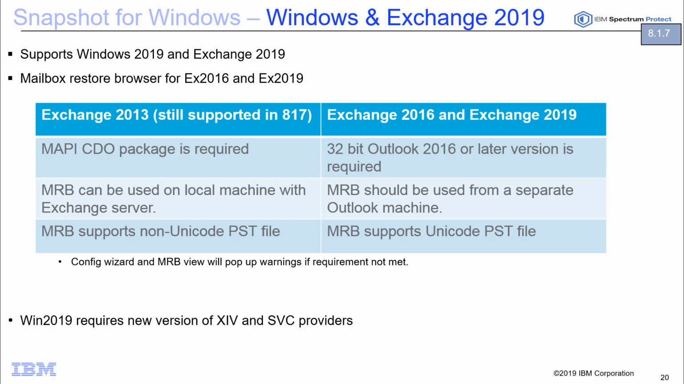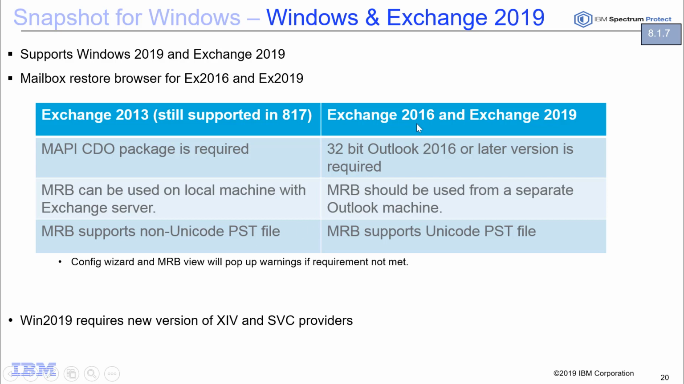Snapshot for Windows. We are now supporting Windows and Exchange 2019, as well as Mailbox Restore Browser for Exchange 2016 and Exchange 2019. We still support Exchange 2013, but the MAPI CDO package is required, and Mailbox Restore can be used on local machines with that Exchange server. And the Mailbox Restore supports non-Unicode PST files.